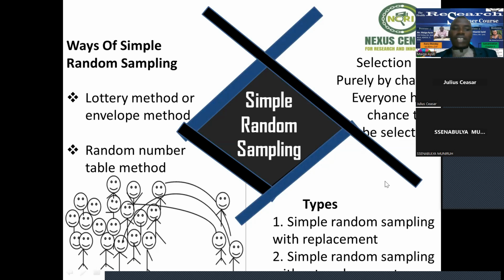So the ways of doing this is the lottery, or envelope method. Envelopes are put aside, and then one is picked at once, like what you've seen in these winning competitions. All of you cast in your mobile numbers, and then the numbers are shuffled, and one number is picked out, and that is the winner. Okay, so that is the lottery or envelope method. Then we also have the random number table method. Now the random number table method is the one like in Excel. Okay, I can assign a population of 1,000.